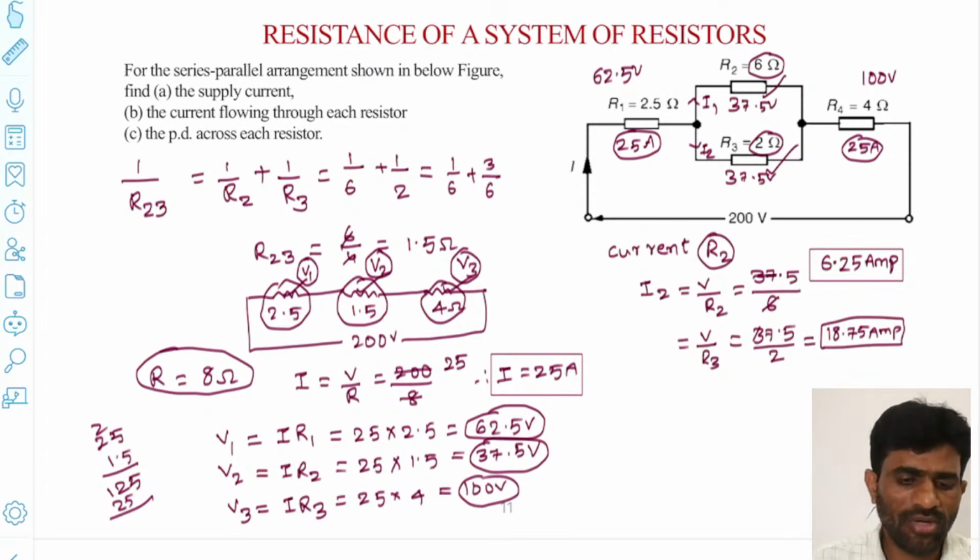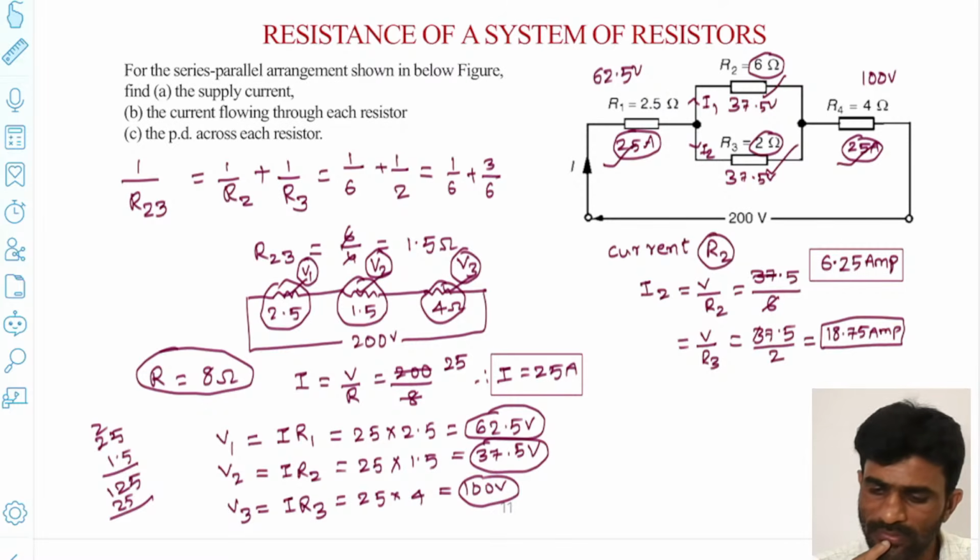So in this way you can find the current across each resistance. The current across these two is 25 amperes only, but here it is 6.25 amperes and 18.75 amperes. So what is the total current across this one now? It is again 25 amperes only. Add these two, 6.25 and 18.75, and you will get 25. Yes, correct. This 25 amperes is divided into 6.25 and 18.75.